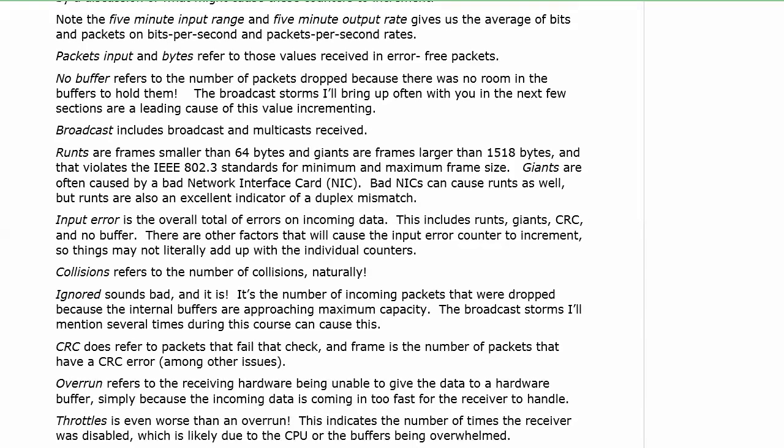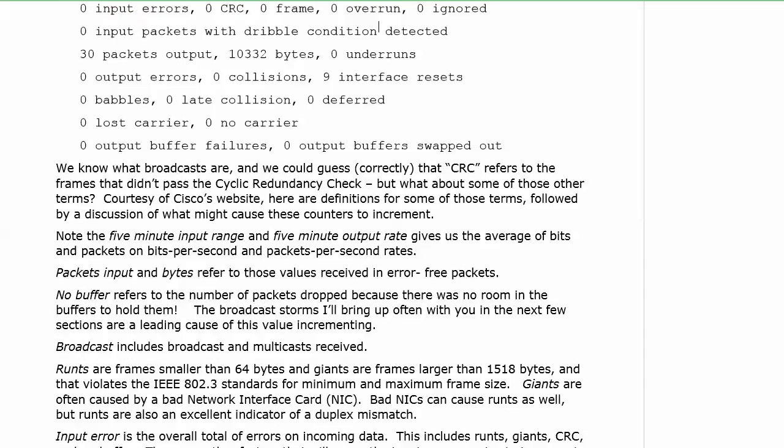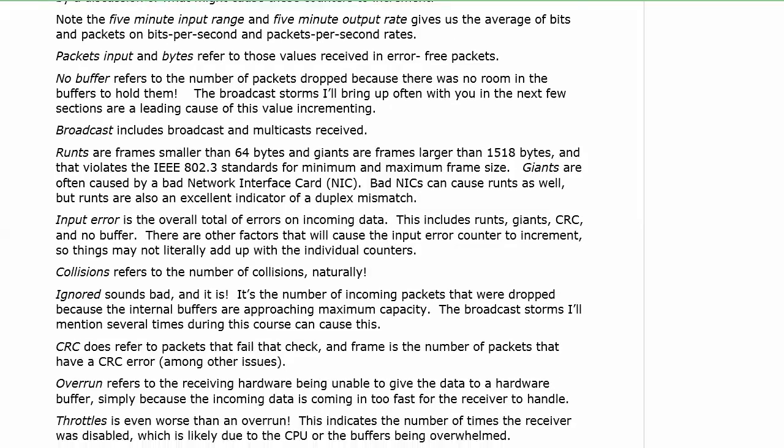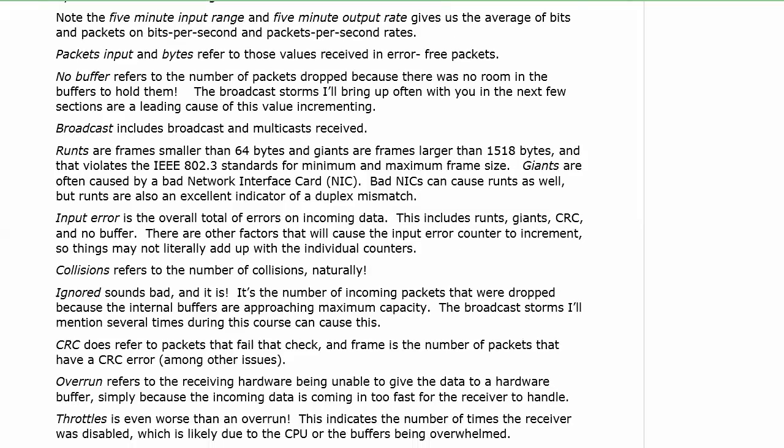Throttled is kind of like that. I think I've got throttles here, but yep, it is throttles actually. That indicates the number of times the receiver was actually disabled. Basically, at that point, the CPU and/or the buffers are just throwing their hands up saying, what do you want from me? The data is just coming way too fast, and that's what causes your throttle.